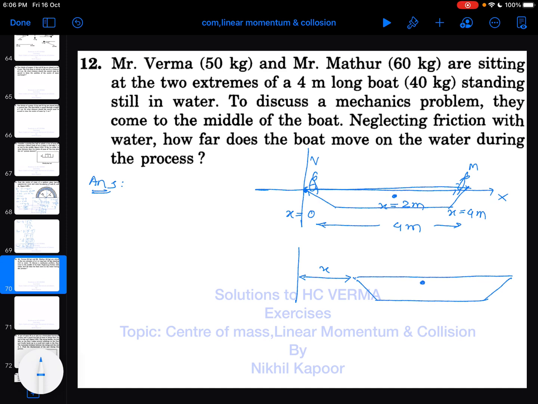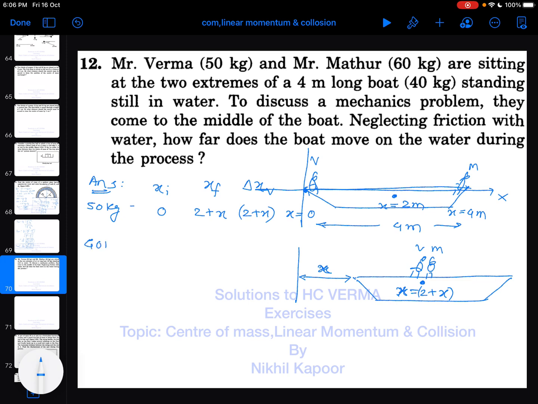Now as Mr. Verma, Mr. Mathur and the boat come together, the boat is displaced by a distance x, so the final x coordinate is 2 plus x. So here this is Mr. Verma, and the initial x coordinate of Mr. Verma is 0 and the final x coordinate of Mr. Verma is 2 plus x. So the displacement of Mr. Verma will be final x coordinate minus initial x coordinate, 2 plus x.